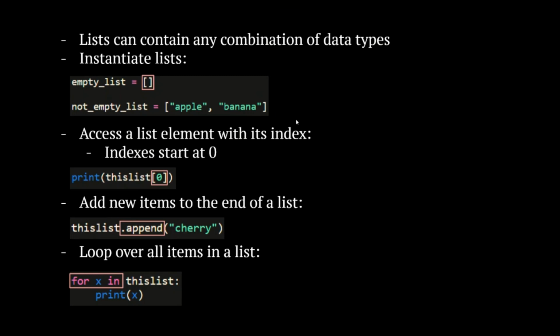And so just as a bit of review, lists can contain any combination of data types. To instantiate them, you're going to use these square brackets. Lists have indexes that always start at 0, and to access one, you're going to use the name of the list, and then in square brackets, the index that you want to access. You can add items to the end of a list with .append, and then you could access those with another index. And you can loop over all the items in a list with a for x in. You could change x to for all items or for all potatoes in this list, and then you could do whatever you want with it. In this case, we're printing it.